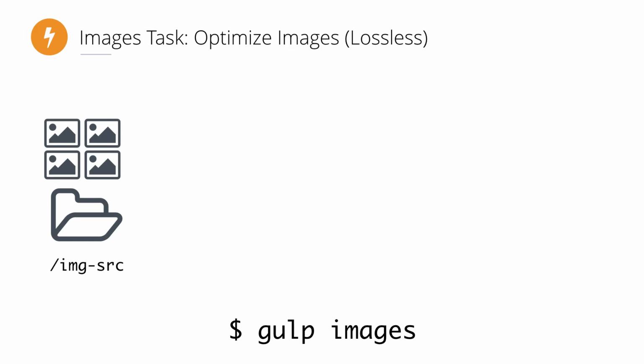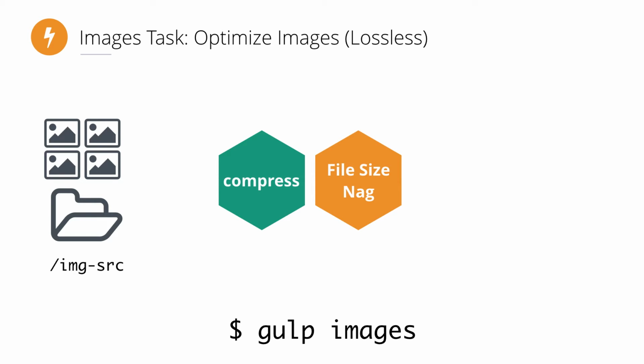Another really simple example, if you run Gulp images, so this is an image optimization technique that is lossless. What this does is it looks for your /image source folder and then finds all the files that are in there, compresses them losslessly using ImageMin, and then nags at you if the files are too big. So there's a configurable, I think it's 70K or something like that, and if an image is more than 70K, you probably have a problem.